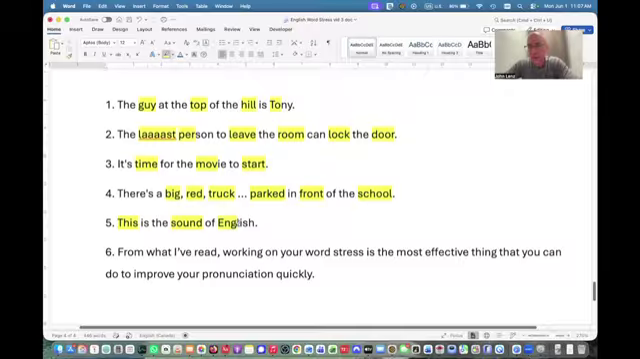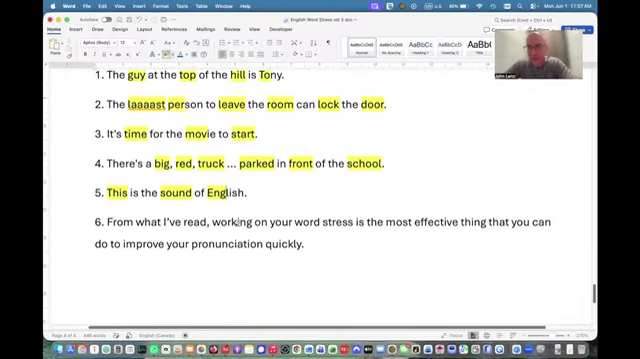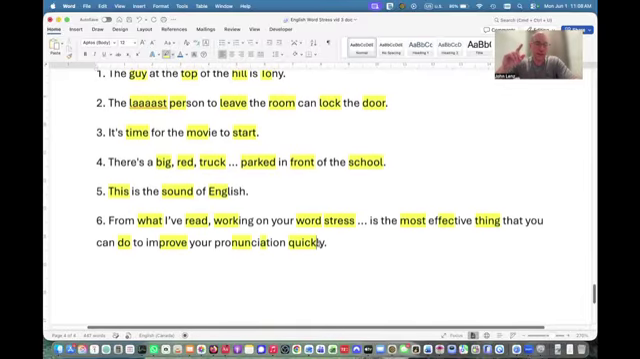We heard number five before. This is the sound of English. This is the sound of English. And then this last one, and it sounds like this. From what I've read, working on your word stress is the most effective thing that you can do to improve your pronunciation quickly.